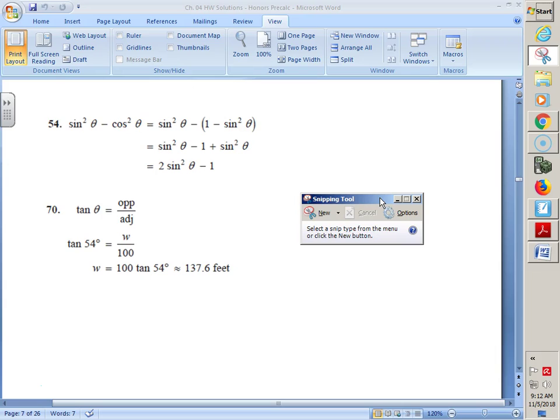Then number 70 was a word problem, where ultimately you wanted to know the opposite, you did know the adjacent, they gave you the angle measure. All you had to do was plug into degree mode and label it with feet. With that, I'm pretty sure we're at the end of our evens. Not the end of our ropes, though, hopefully.